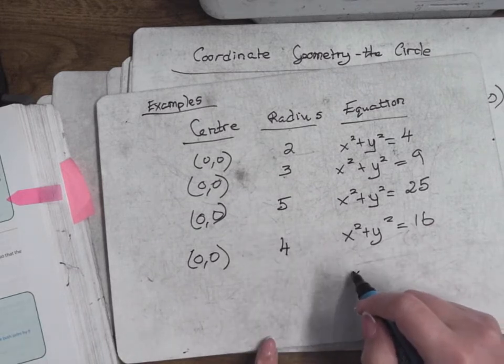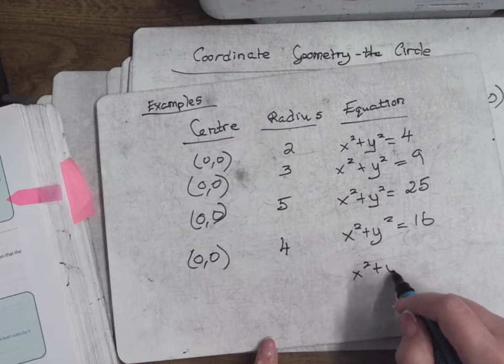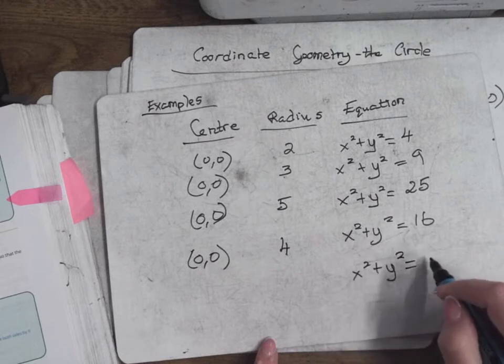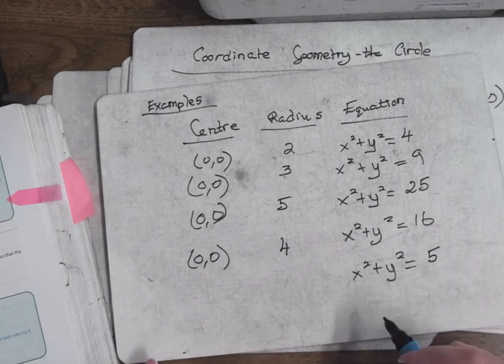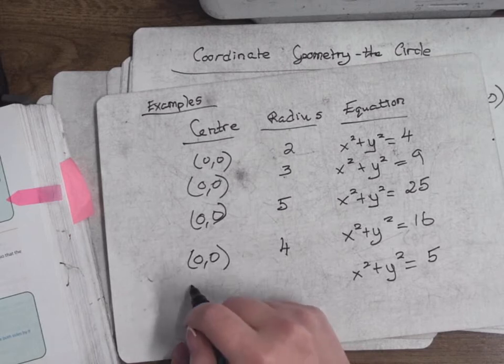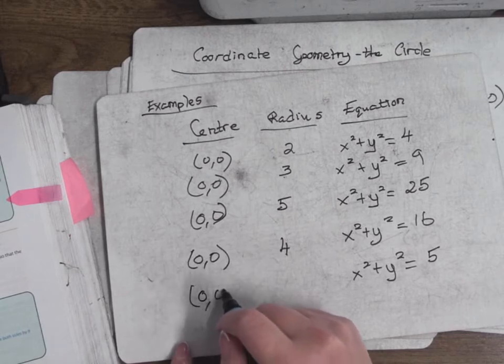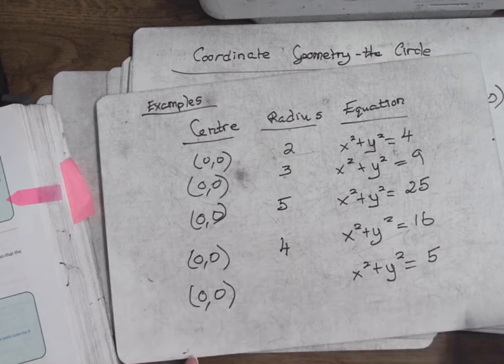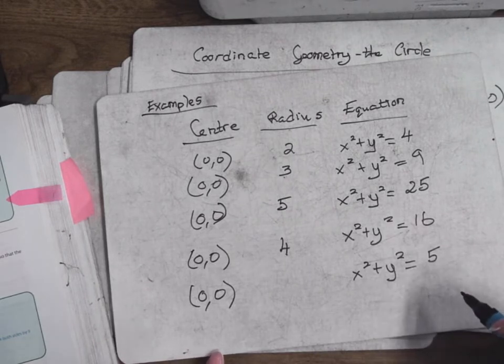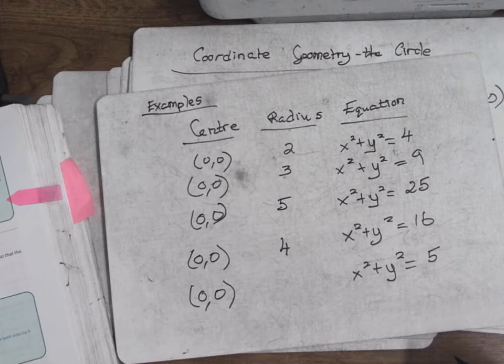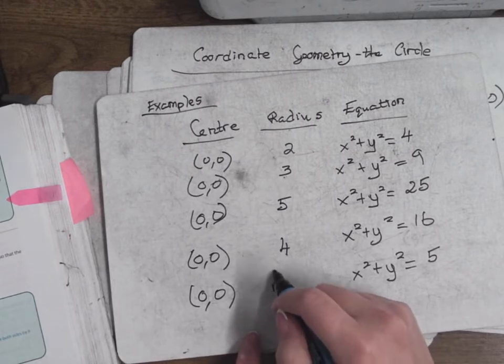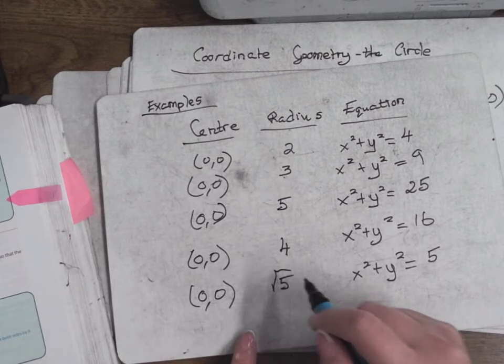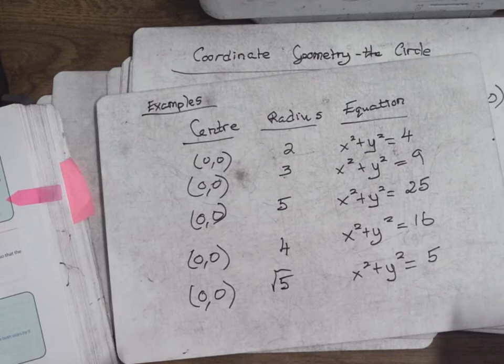What about x squared plus y squared equals 5? What's the centre of that circle? 0, 0. What's the radius? What is it? 2.5. No, 2.5 squared is 6.25. It's just the square root of 5. Is that right? Okay, you were along the right track, but remember square root is not half, right?